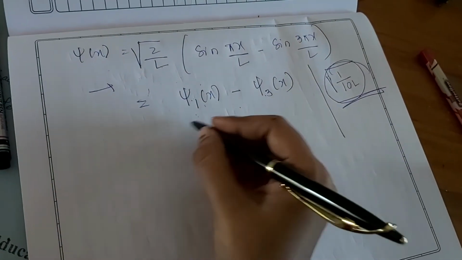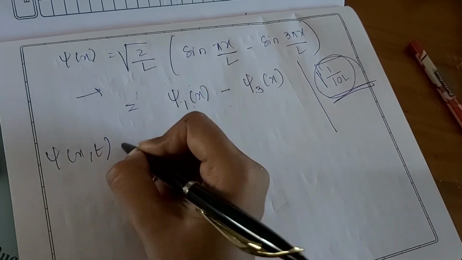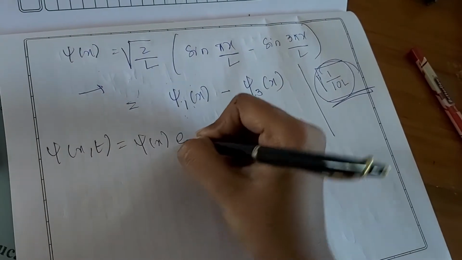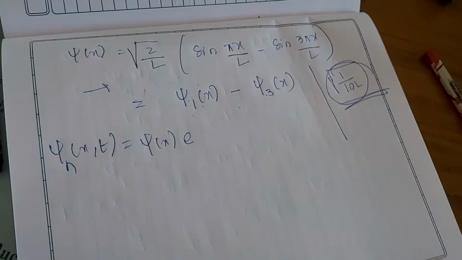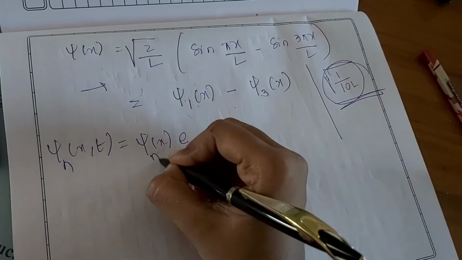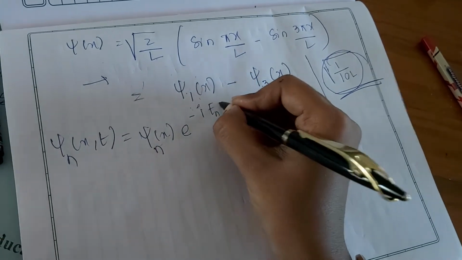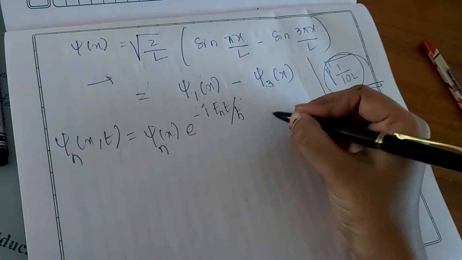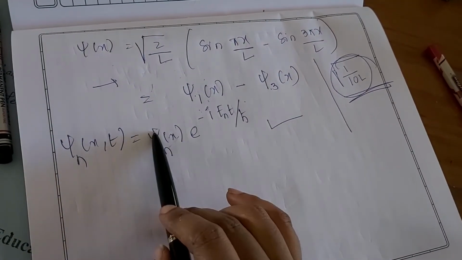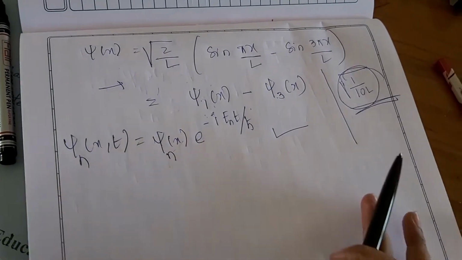Okay, so now we know we can convert psi(x) to psi(x,t). Psi n of x,t is equal to psi n of x times e to the power minus i E n t by h-cut. This is my formula to convert the time independent wave function to the time dependent wave function.